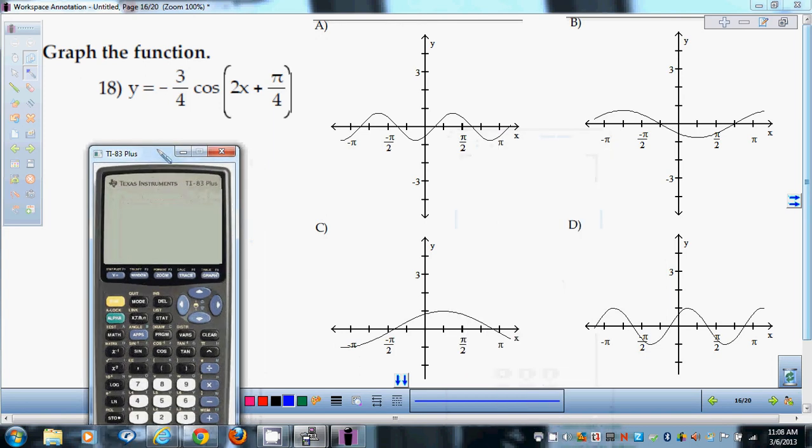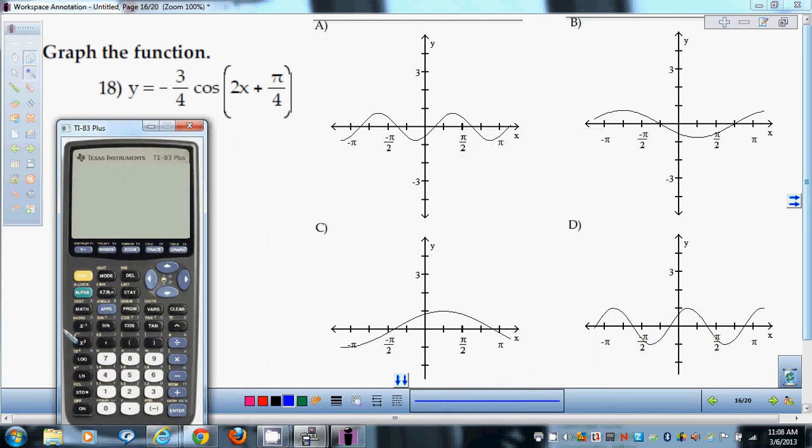Now, before I hit enter, I'm going to go to my window and set it the exact same as theirs. So it looks like theirs go from negative pi to pi, and from about negative 2 to 3. Are there any questions before I hit graph? It's given on the picture. All of them go from negative pi to pi and then negative 2 to 3.